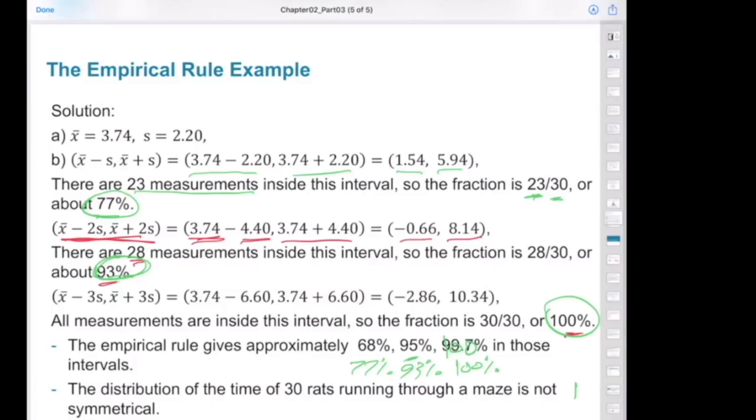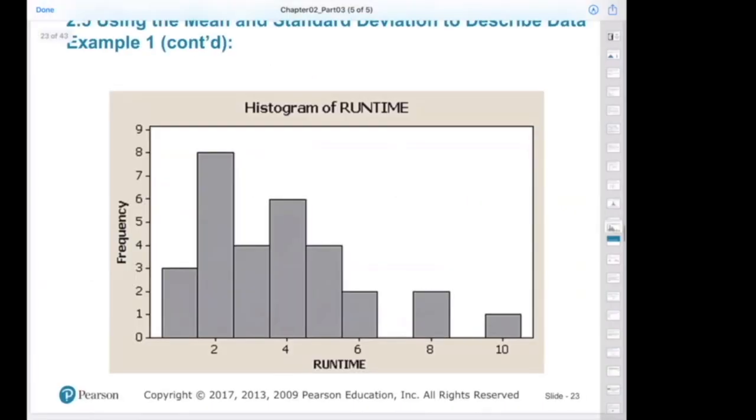So for example, suppose for this example, you found that the first interval is 70, the second one is 94, and the last one is 100. So it's okay. It's close to it. So it's empirical. But if it's far away a little bit, especially for the first and the second intervals, it's not symmetrical. It doesn't follow the empirical rules.